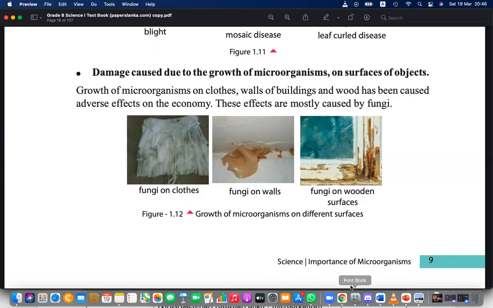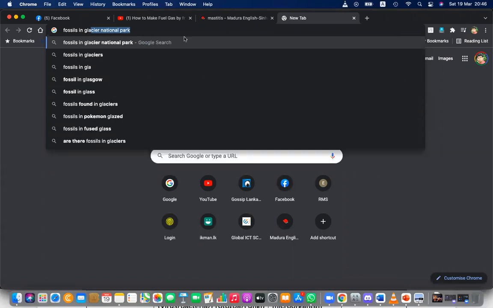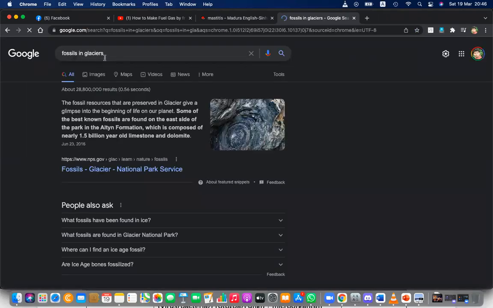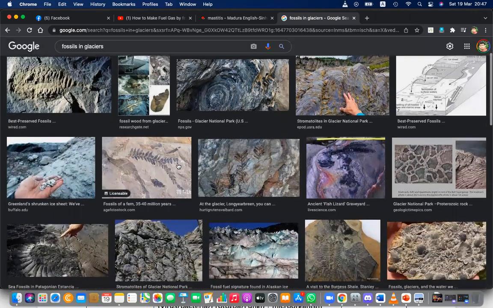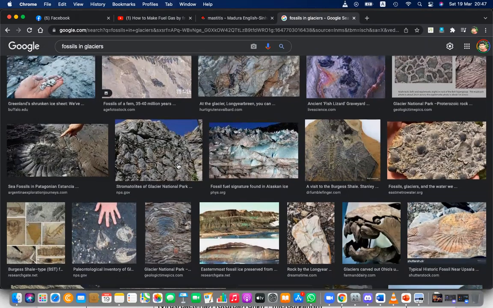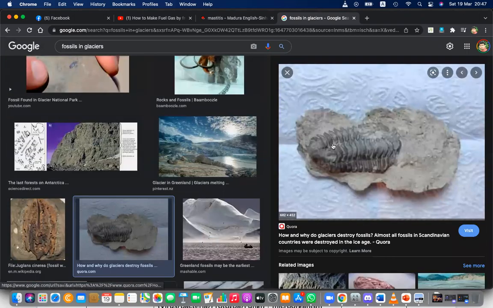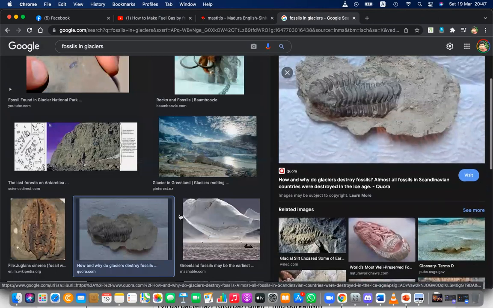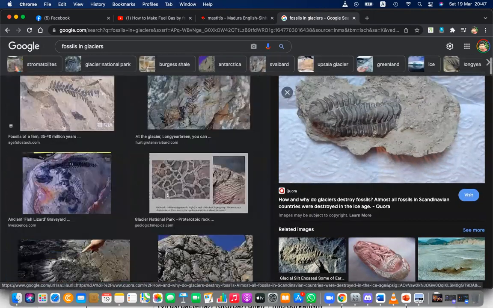And have you seen the fossils in glaciers? You can just go and search fossils in glaciers. But a glacier is ice. It's really, really cold. And sometimes due to storms and all, some fossils, and not just fossils, come out. A fossil is something like this, like a seal. But not just that. So this is, let's say, not a fossil. Let's see.